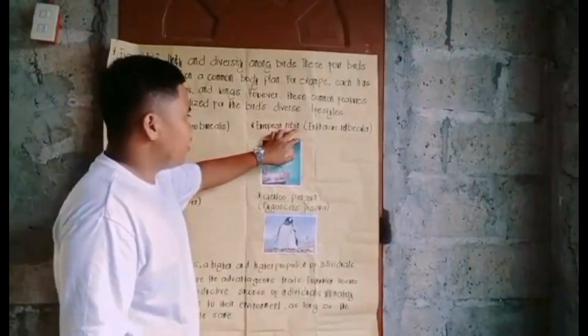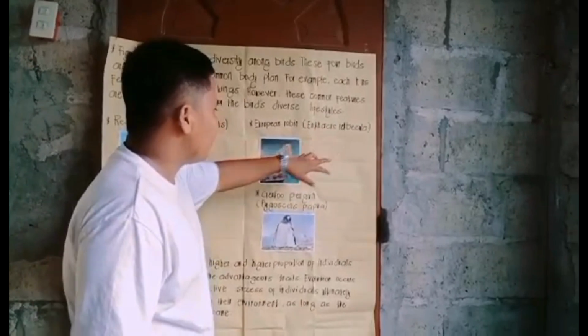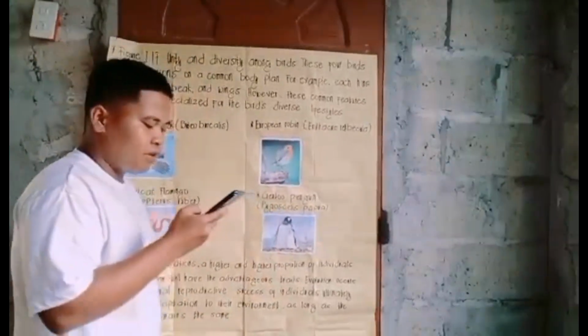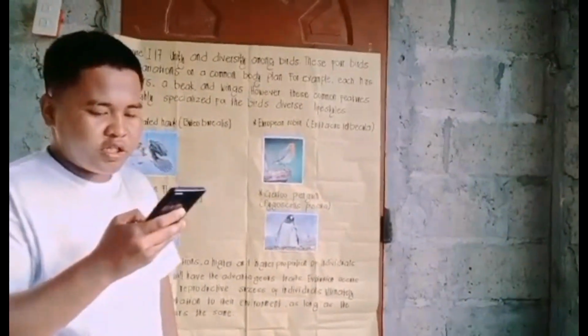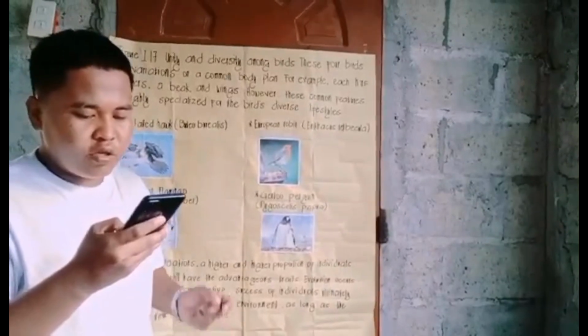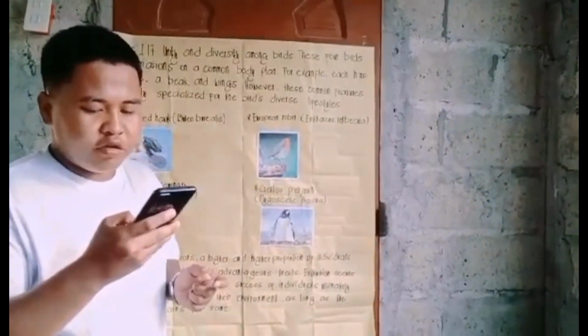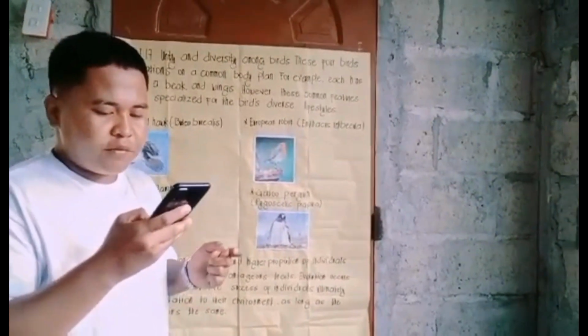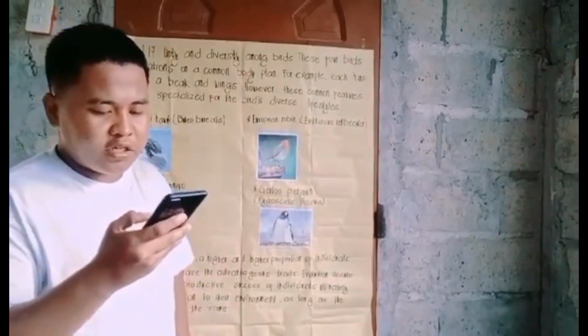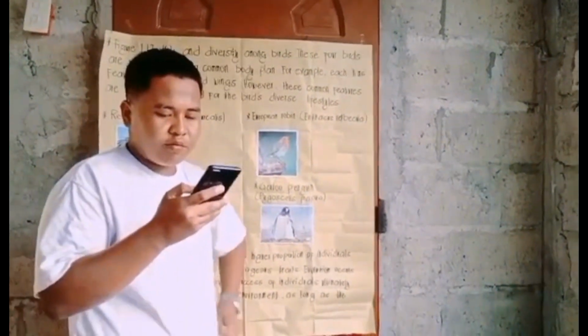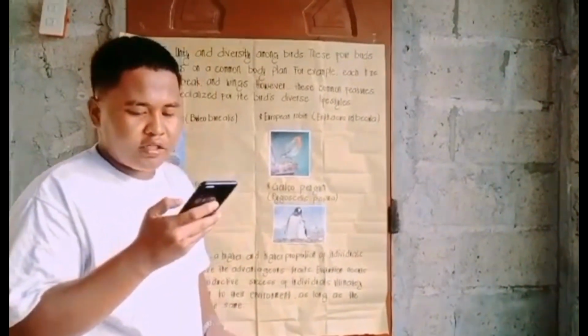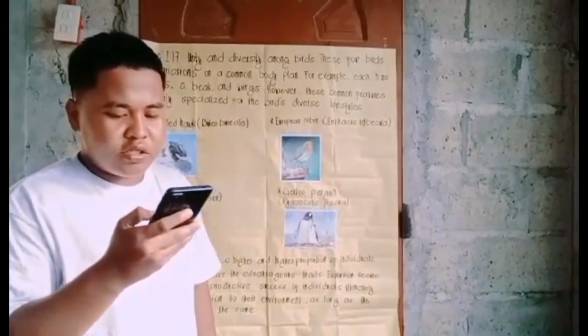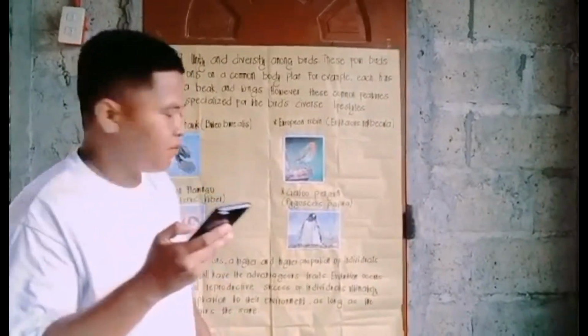European robin, Erithacus rubecula. The European robin is a species of songbird known for its bright orange face and chest. The European robin is classified as belonging to the Muscicapidae, a family that includes the Old World flycatchers.